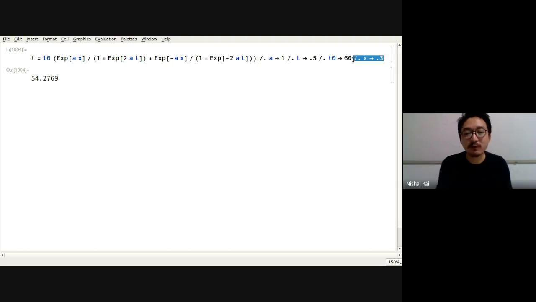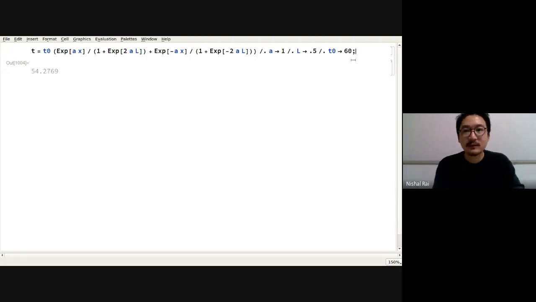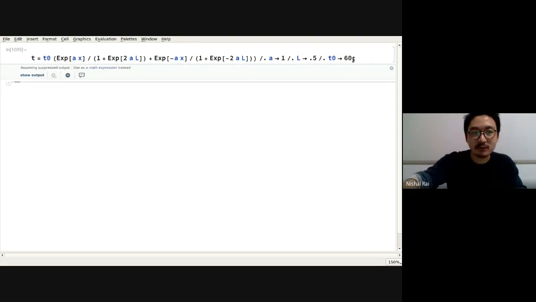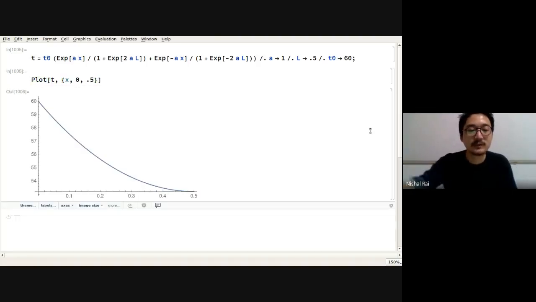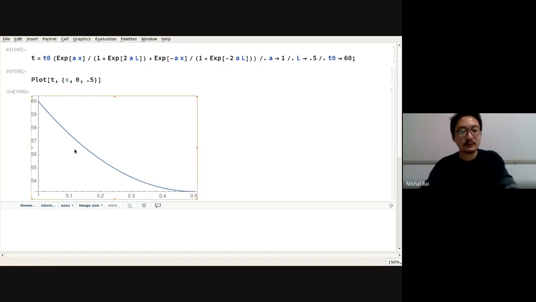So now let's plot how it changes over position. If you plot with respect to position, starting from 0 to 0.5, that was your fixed maximum length, this is how the temperature decreases. So this part is your contact. Now you can exactly see over here how this plot looks.